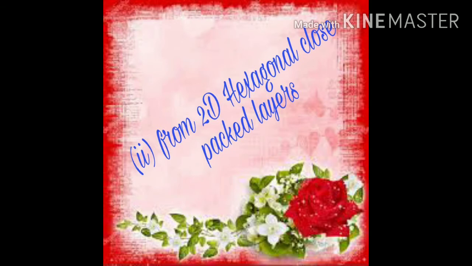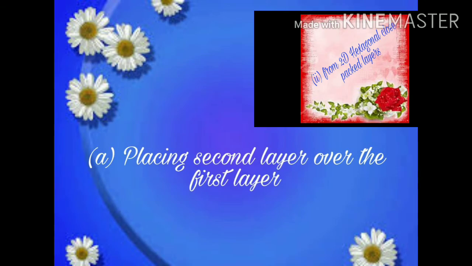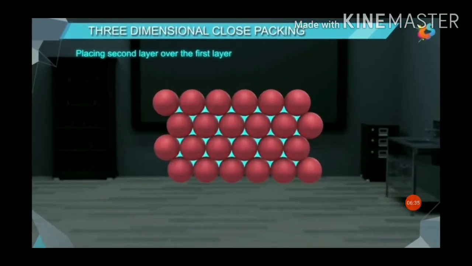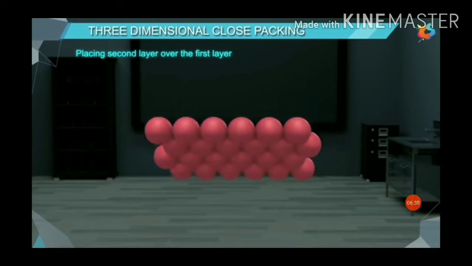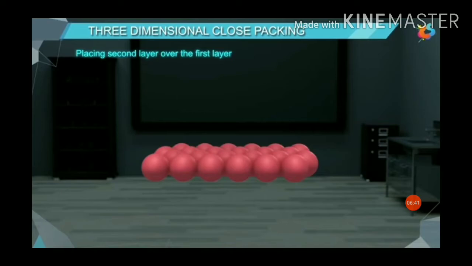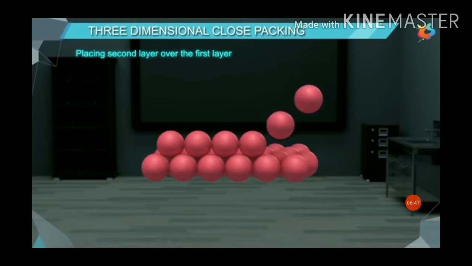Next, the 3-dimensional close packing from 2-dimensional hexagonal close packed layers. You know, in square close packing, the layers are placed exactly above one another, but in hexagonal close packing, the layers are placed on the depressions of the previous layers. Now, we can explain this briefly. Placing the second layer over the first layer. Let us take 2-dimensional hexagonal close packed layer A and the second layer is placed on the depressions of the first layer. This is not similar to A, so it is taken as B.